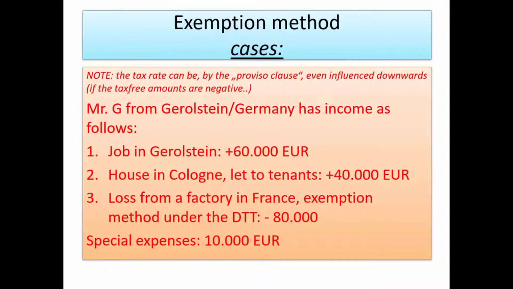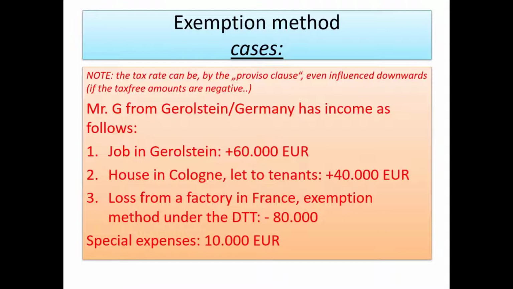Now, here is the next surprising effect, because when we take into account the proviso safeguarding progression, this could also backfire for the fiscal administration, because the proviso could also include a negative part of the income in the tax calculation.